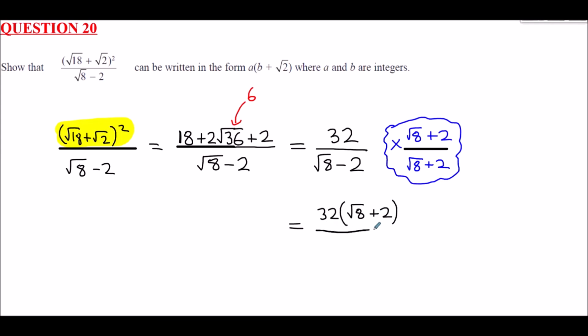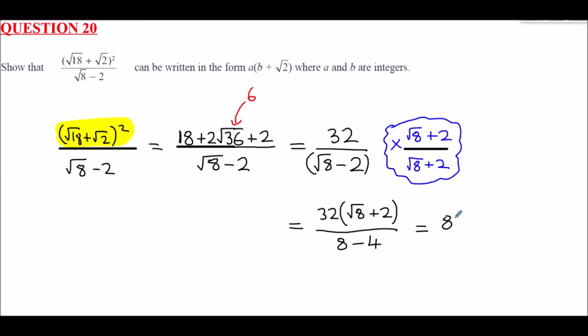And the bottom, we actually get a difference of 2 squares. So root 8 minus 2 multiplied by root 8 plus 2. Well, root 8 times root 8 gives us 8. And minus 2 multiplied by positive 2 gives us minus 4. So the bottom becomes this now. So we have 8 minus 4 on the bottom, which is 4. So this here, 32 divided by 4, that simplifies to 8.